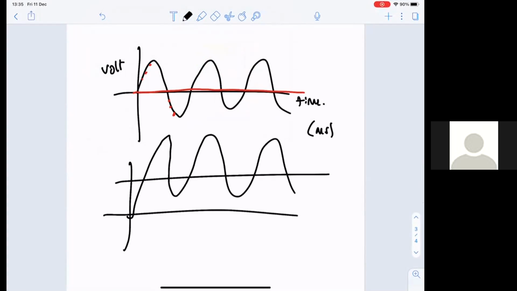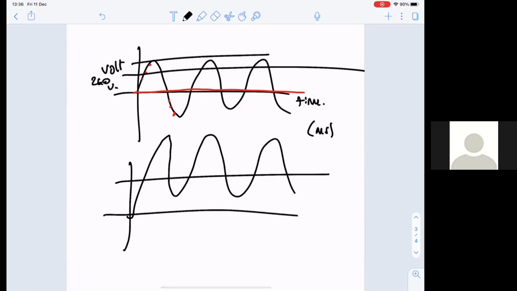So the UK main supply has a root mean square voltage value of about 240 volts. And you can do the calculations if you're very keen, but essentially that means that the peak voltage is about 340 volts. It's 339.7, I think. But the peak voltage is therefore not 240 volts.